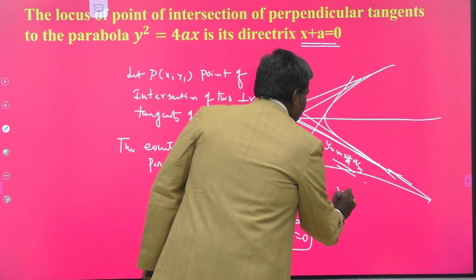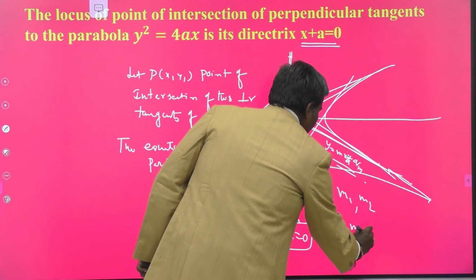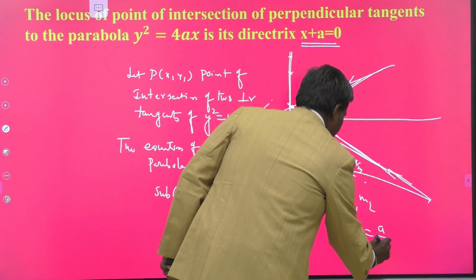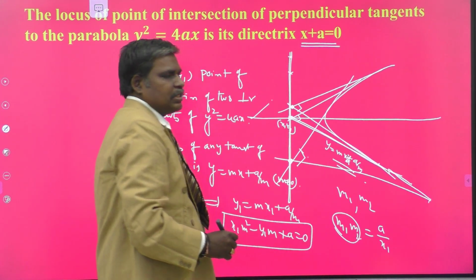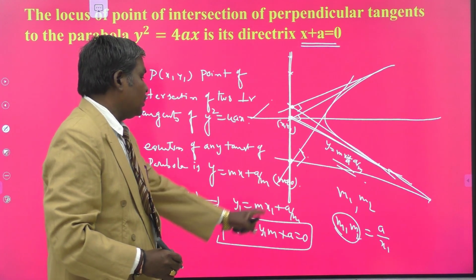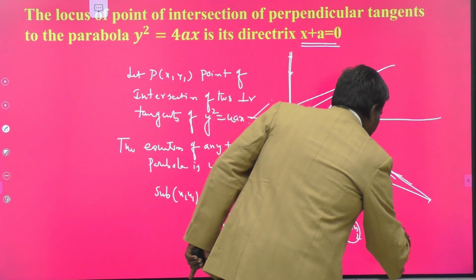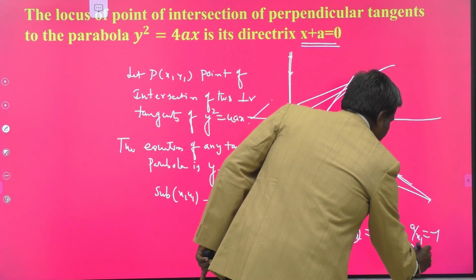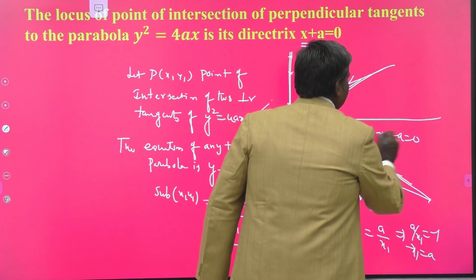So the roots are m1, m2, say. Then what is the product of the roots? m1 m2 = c/a, which is a/x1. But our tangents are perpendicular to each other. They are non-vertical. Therefore m1 m2 is what, my dears? Minus 1. This implies a/x1 = −1, which implies −x1 = a, or x1 + a = 0.